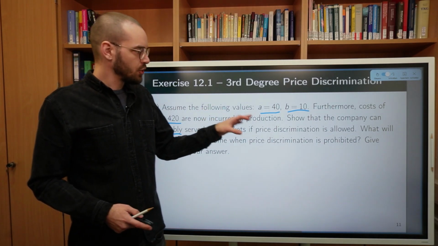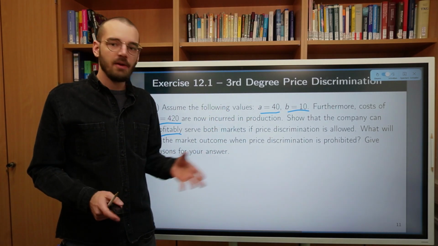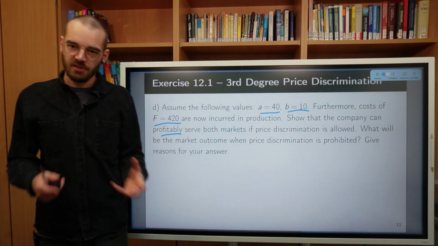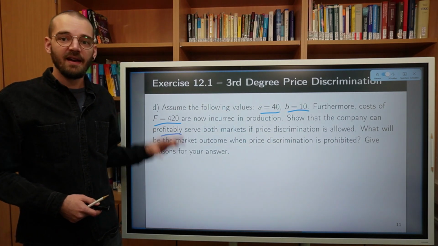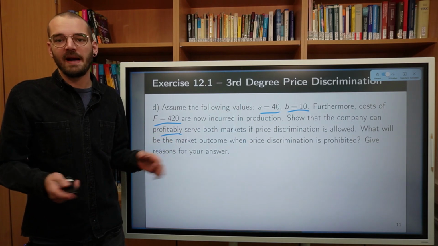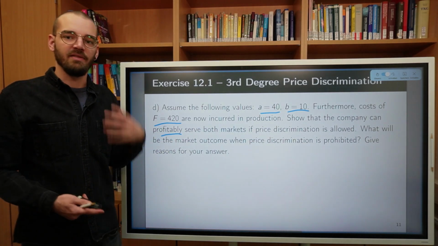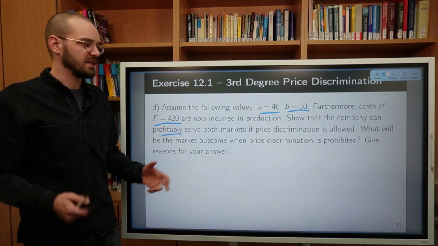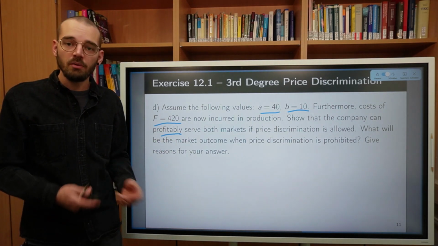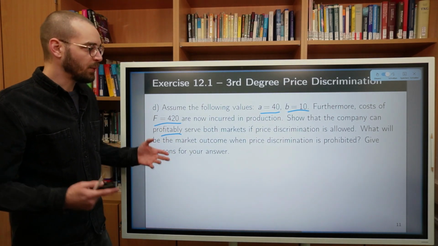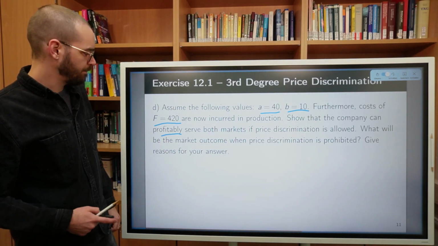We are first asked to show that in a scenario where the monopolist is allowed to discriminate in prices, it is actually profit maximizing to serve both markets. And then in the subsequent step, we are of course asked, well, what happens if we don't allow for price discrimination? What is the new market outcome?